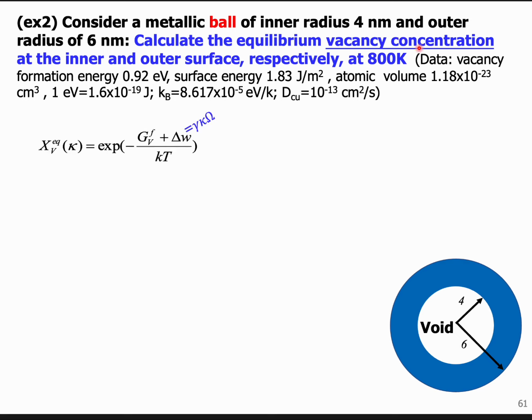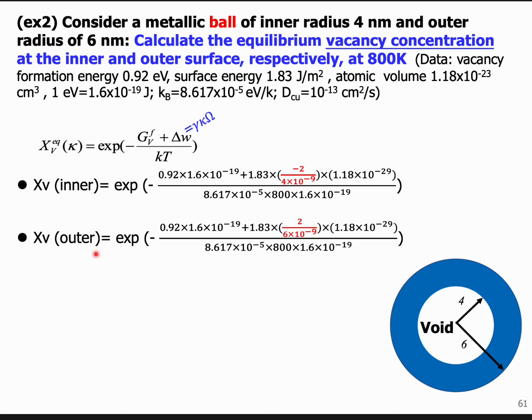And based on the previous slide, the atomic vacancy fraction of kappa can be expressed like this, right? And this is the vacancy fraction. So don't forget, finally you need to convert it to vacancy concentration by dividing by the average atomic volume. Based on this equation, you just put all the parameters in. This is for the inner surface, and this is for the outer surface. We just put all the information.